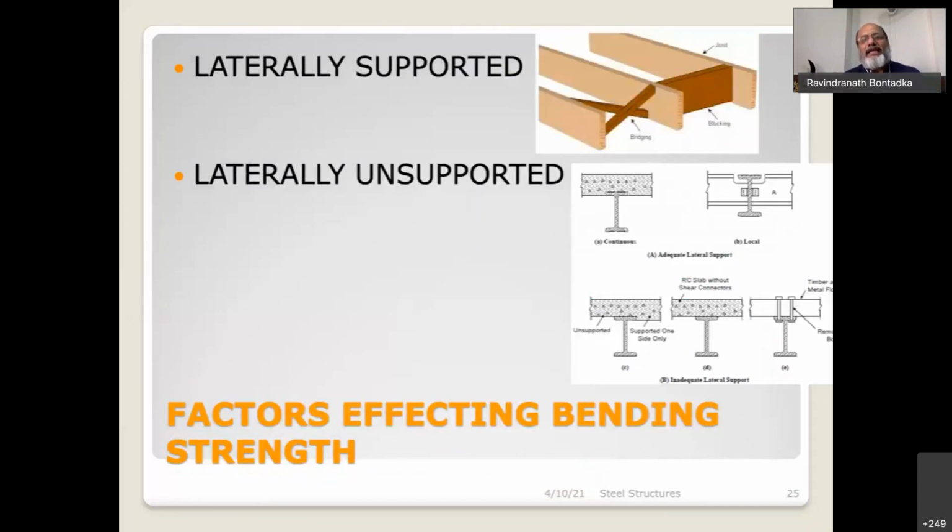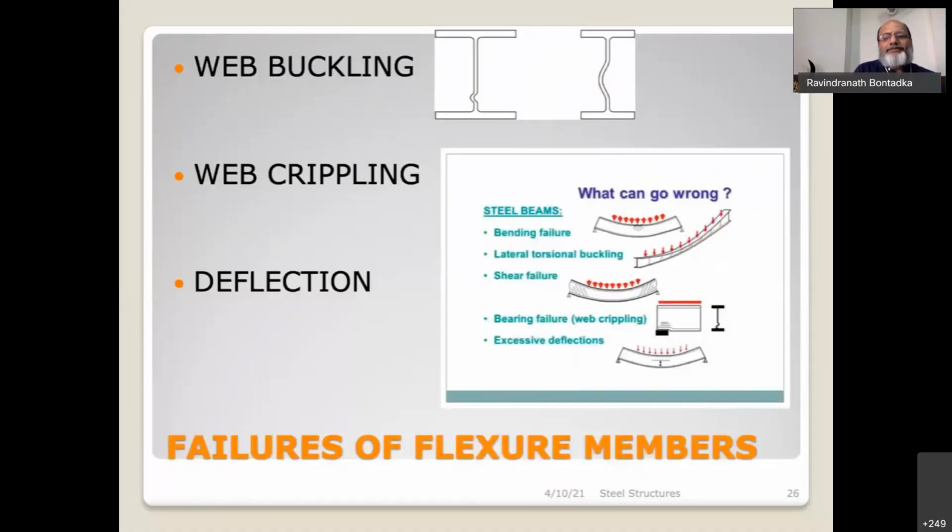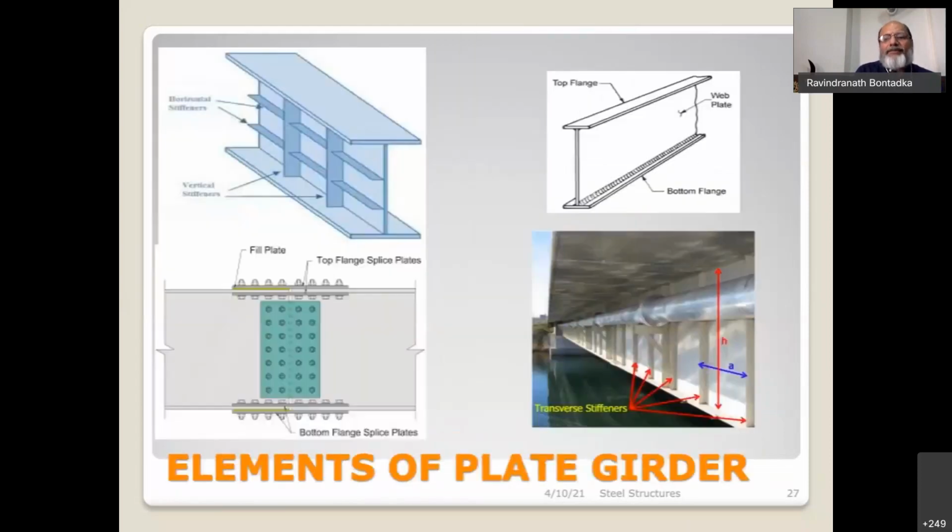So when it is laterally supported, the members have to be laterally supported, otherwise the failure mechanism comes into play. Otherwise, laterally unsupported members, you have to treat in a different way. So it is always better to go for laterally supported members on this bending aspect. Then failure of flexural members, how failure happens at the ultimate level, as I mentioned: web buckling, web crippling, and excessive deflection, as I mentioned, are shown here. This is what happens in that.